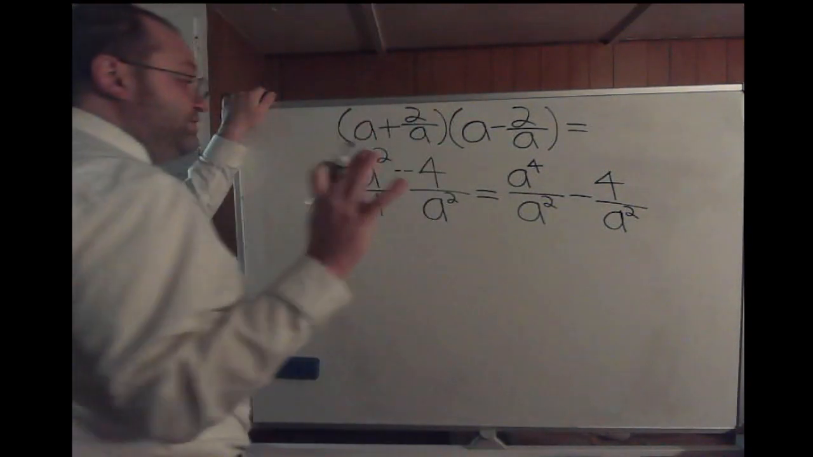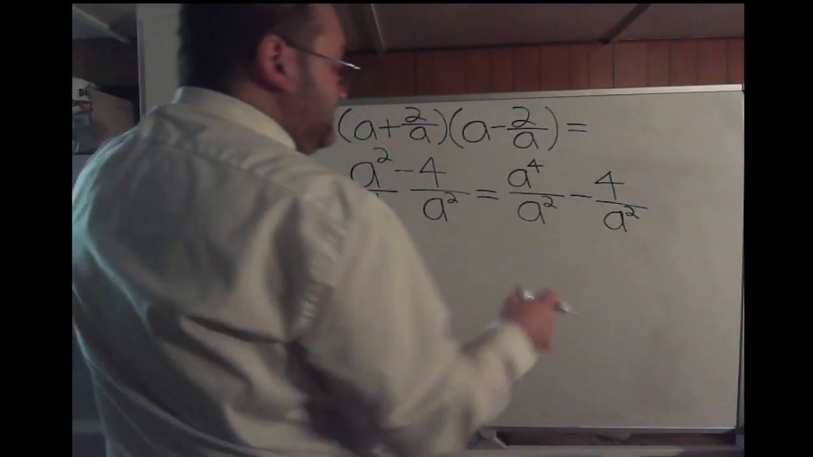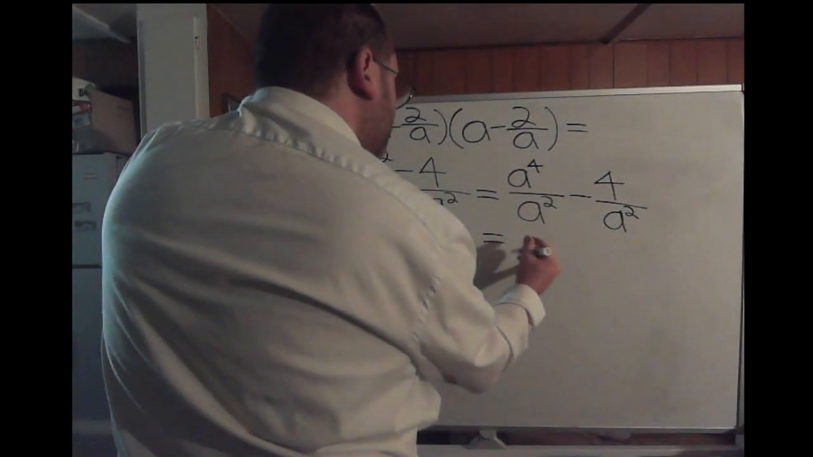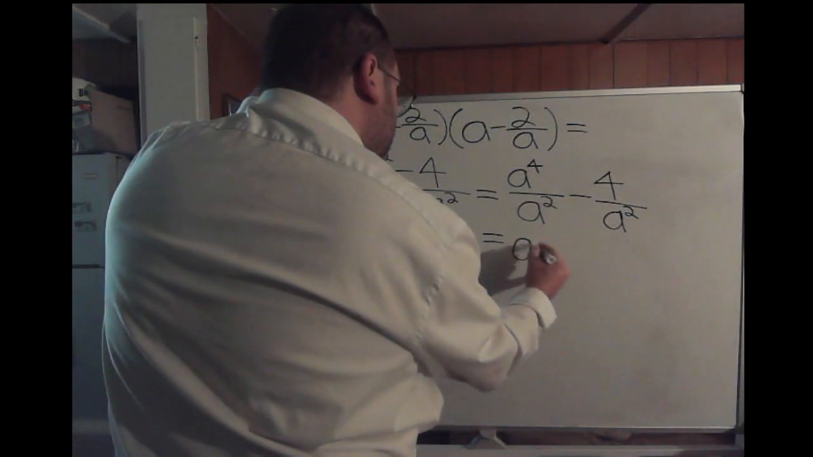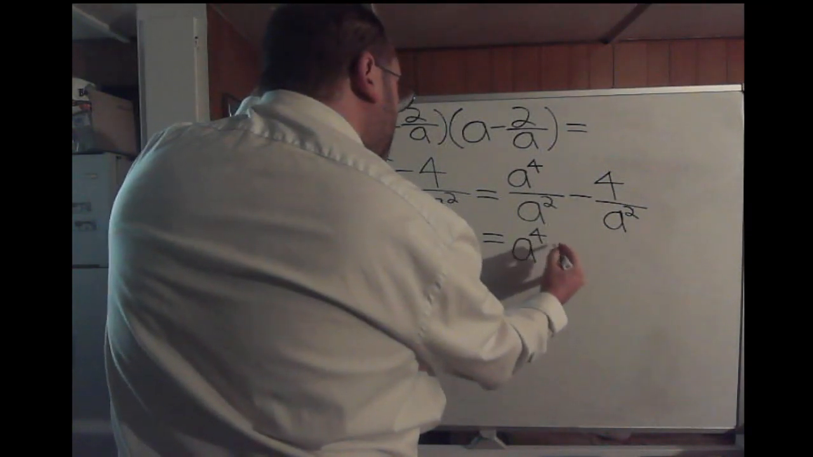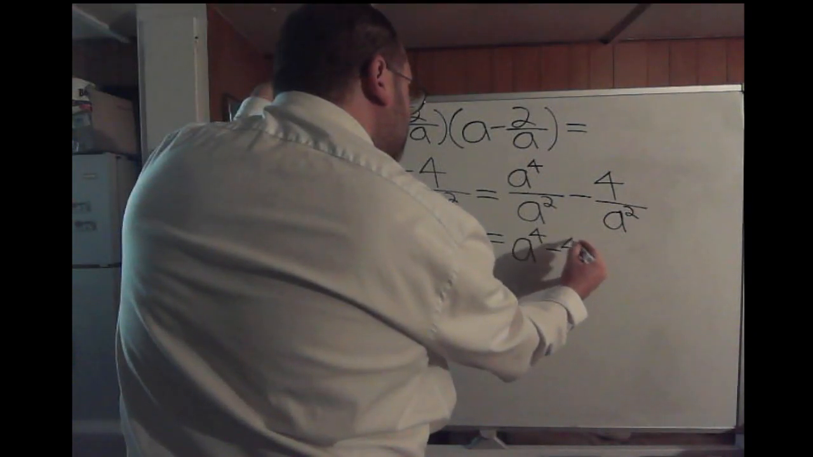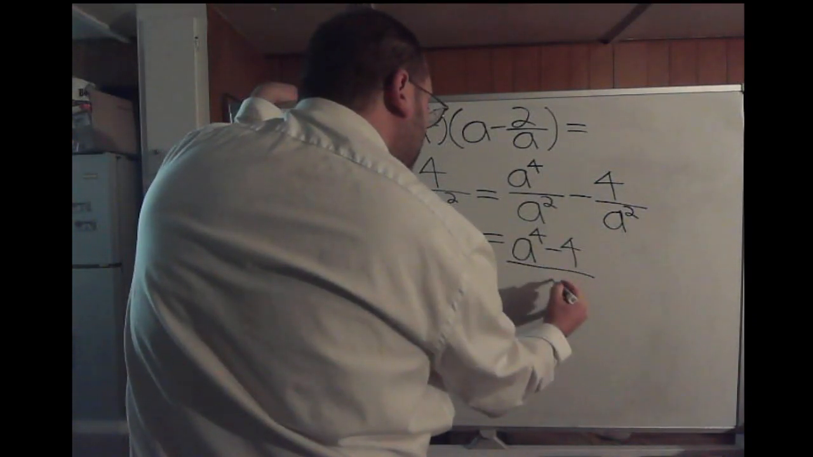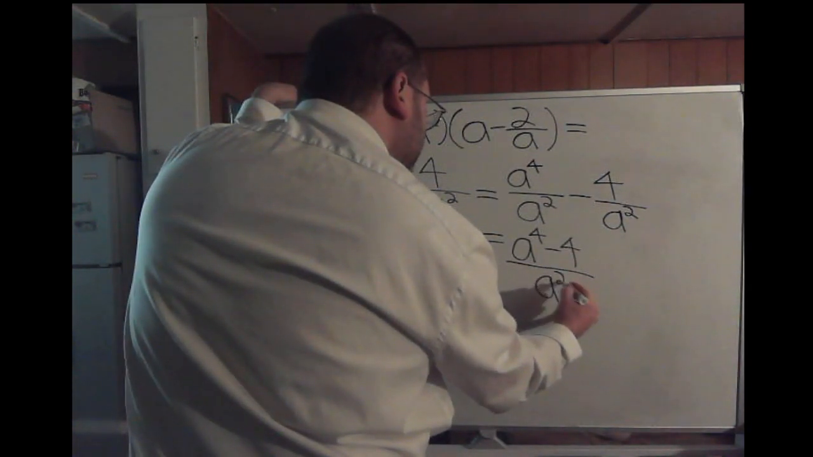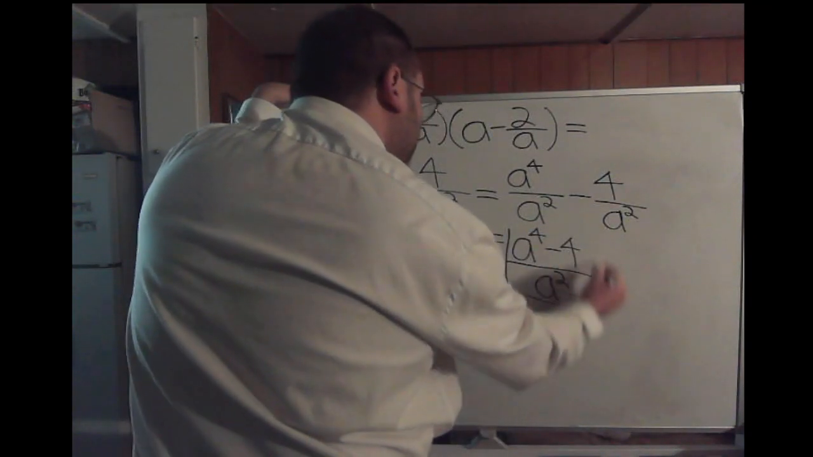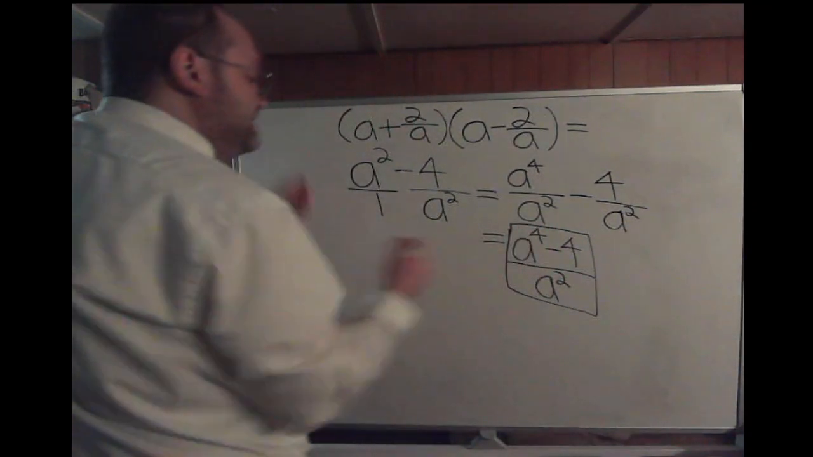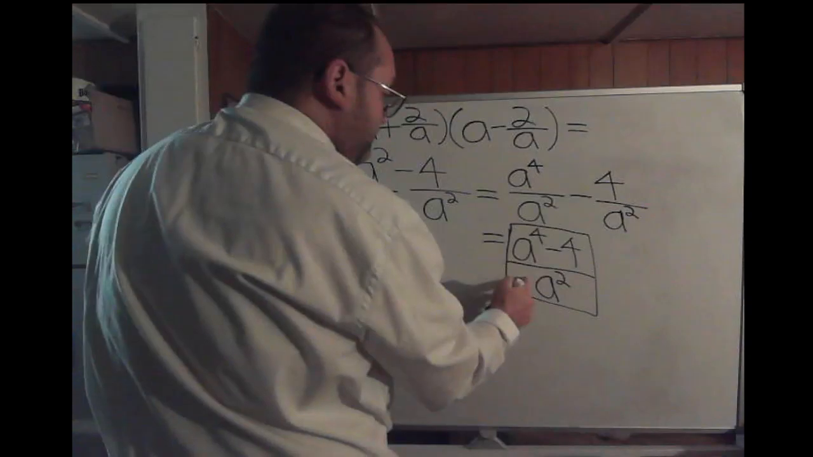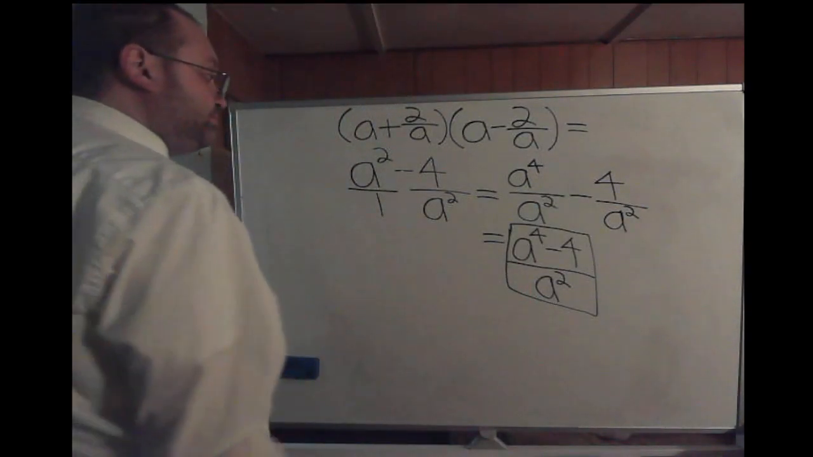So now you have the same denominator. You can do the subtraction. You would end up having a to the 4th minus 4 all over a to the 2nd. And that would be your answer, a to the 4th minus 4 all over a to the 2nd.